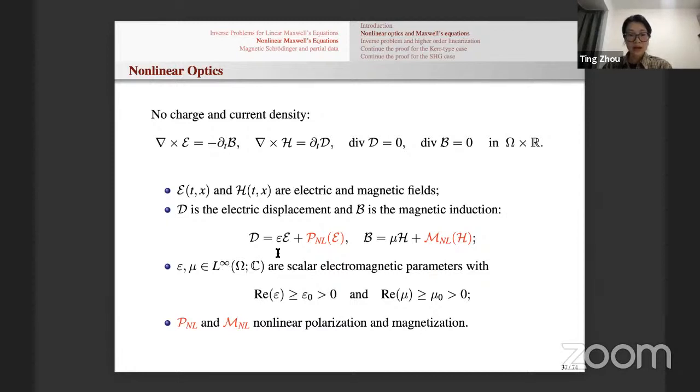Okay, so I dropped the conductivity parameter in here, but you can easily add that to epsilon, allowing epsilon being complex. So in the general case, we just allow epsilon and mu both to be complex valued functions. You can think of the imaginary part of epsilon being the conductivity in the Maxwell's equations. So P_NL and M_NL here carry the nonlinearity in the equation.